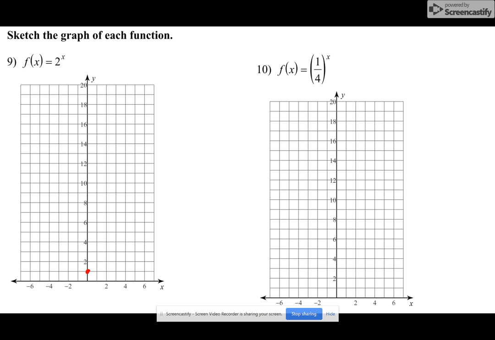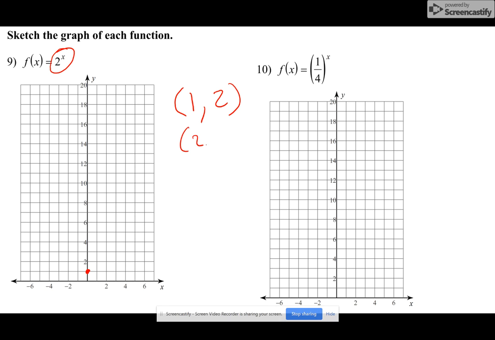Now we can find multiple points, but let's just find one more. Let's find a point on the graph. I'm just gonna pick a random value of x. When my base is more than 1, I'd like to choose a positive value of x. Let's choose 1. All right, if x equals 1, I'm looking at the function 2 to the x, that's gonna give me my y value. If x equals 1, well, y is 2.